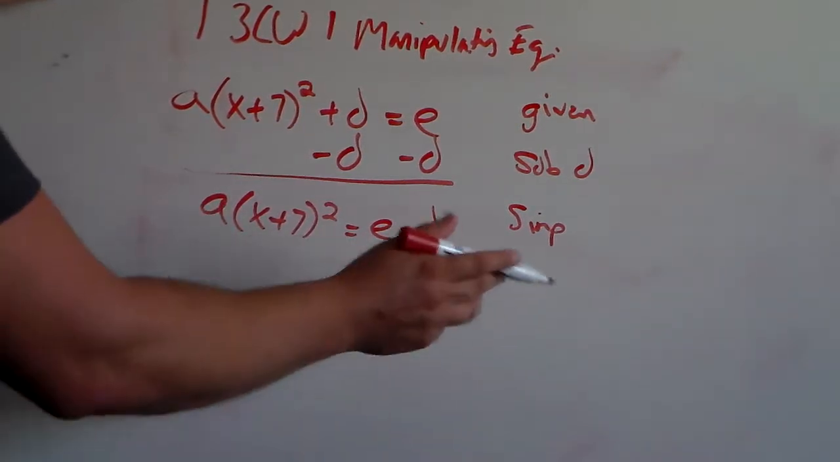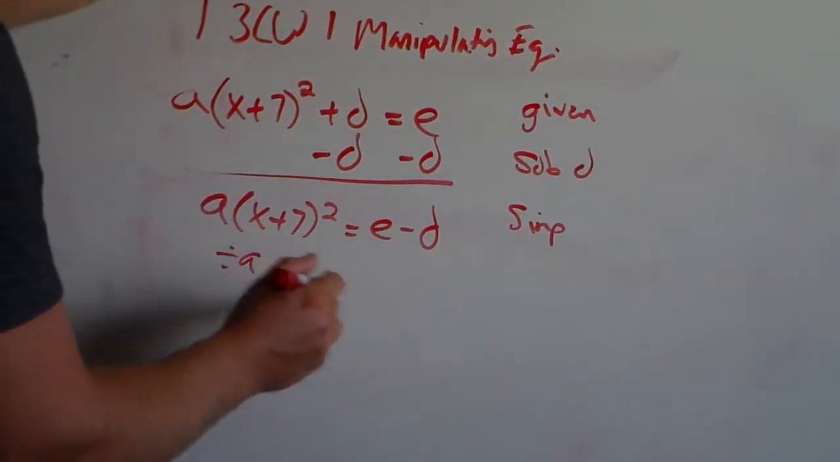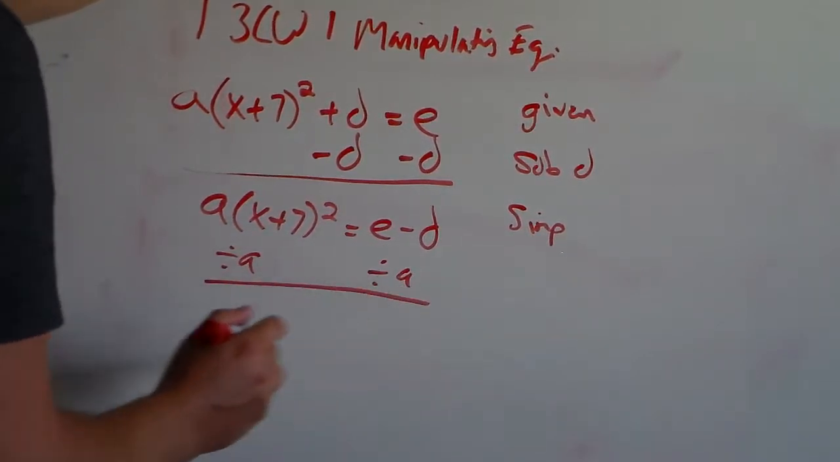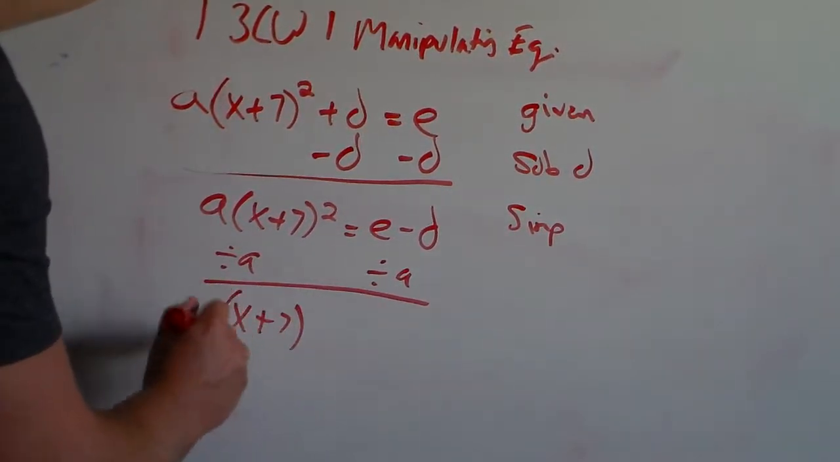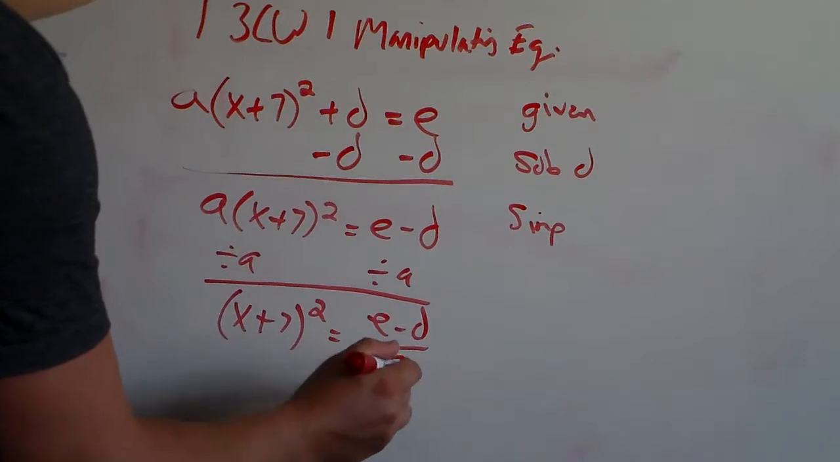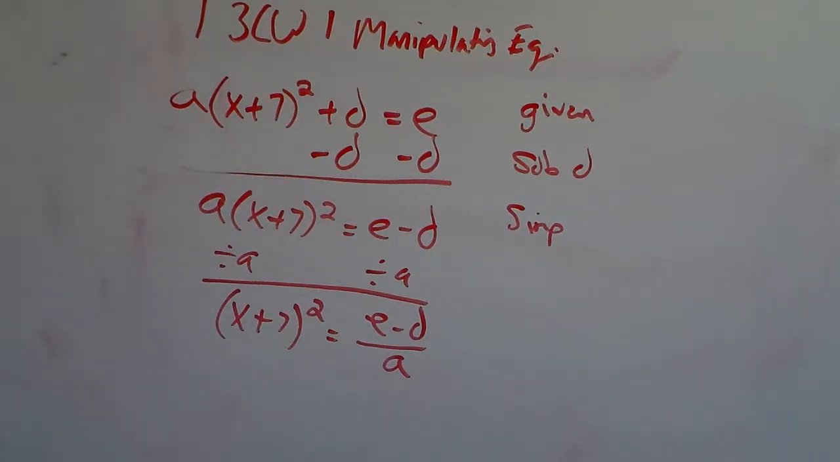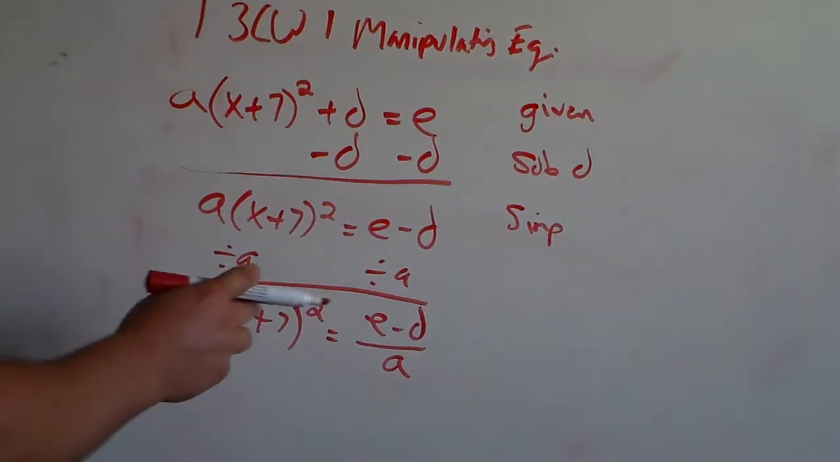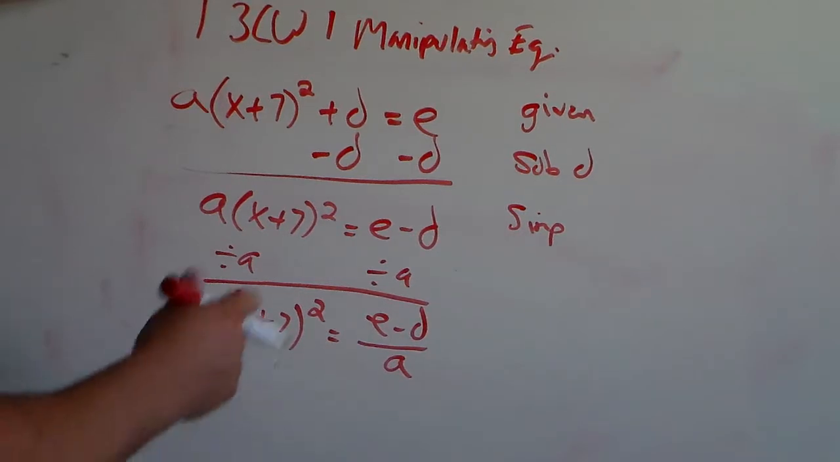So that means we can move this times a to the other side. And we do that by dividing by a to both sides. So you have (x plus 7) squared equals (e minus d) over a. Now we have a squared. So that's just like what we talked about with the square roots and simplifying square roots and doing inverse operations of squared. Well, the inverse operation of squared is square root. The inverse operation of cubed is cube root. The inverse operation of to the 4th power is 4th root. But right here we have a squared.